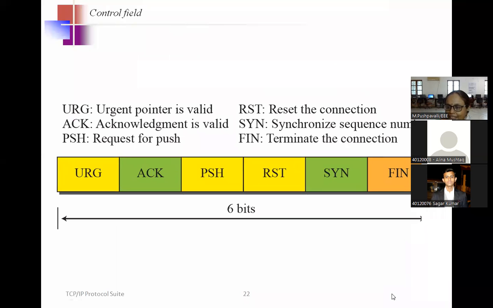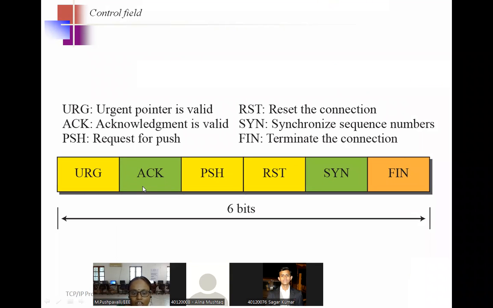Now you just see these are my control fields. URG: I told you the 6 fields have given you an urgent pointer, urgent if anything is there. ACK: whether the acknowledgement is valid or not. PSH: request to push this data. RST: reset the connection. SYN: synchronize the sequence number. That's very, very important.